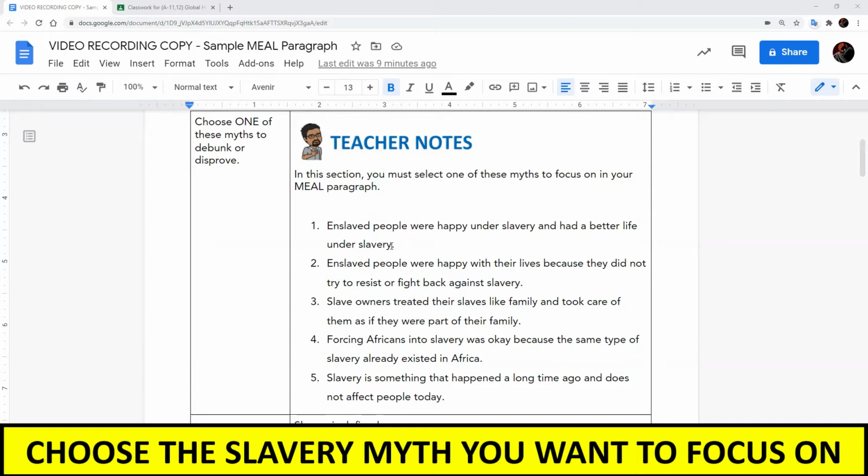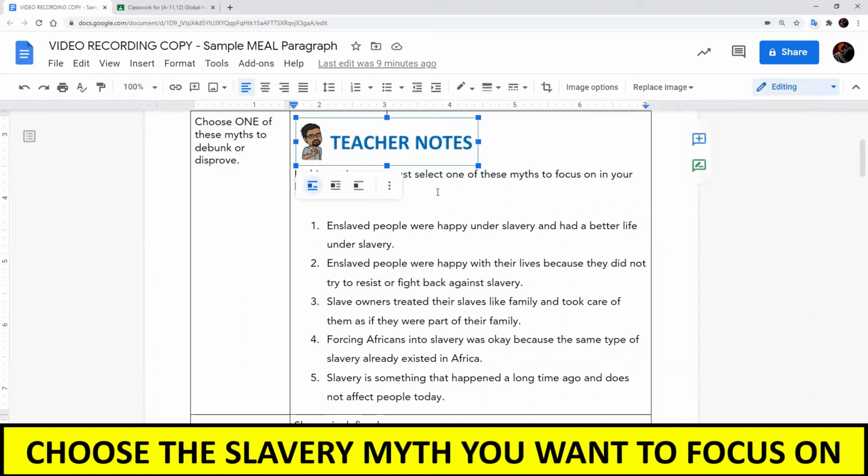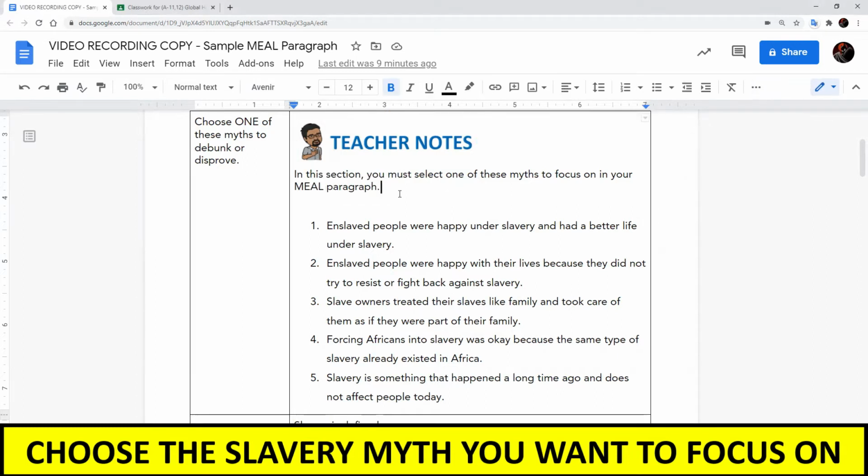And of course, these samples are examples. You should be doing your own writing. So I hope you will not have a lot of the same ideas that I will put here in the examples. In the first section, you'll see something that says teacher notes. All that means is that this is the section where I give an explanation of what you need to do for this part of the MEAL paragraph.